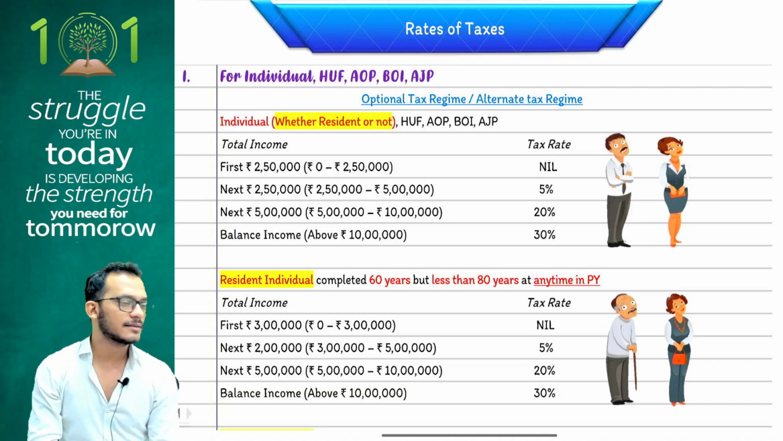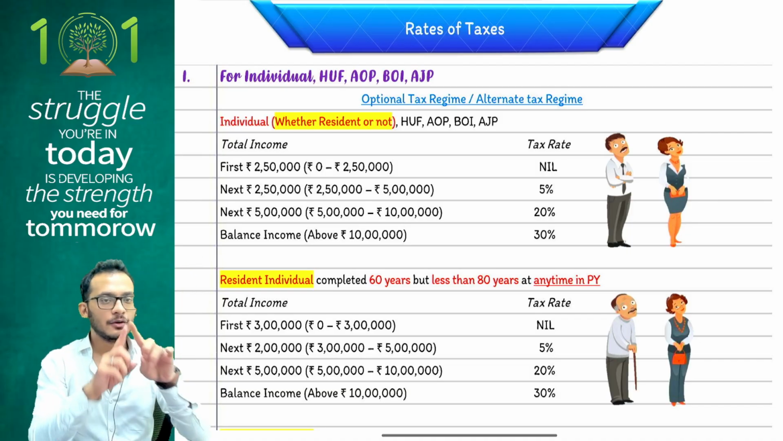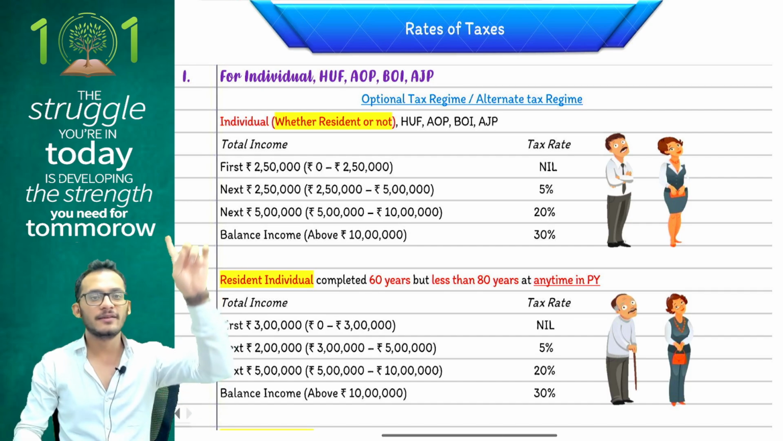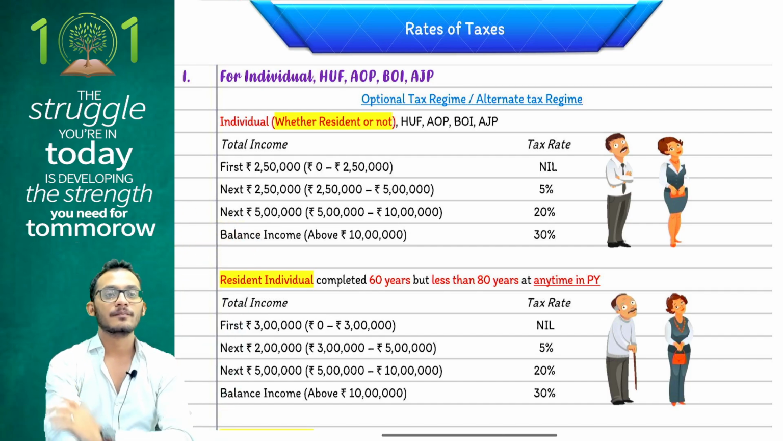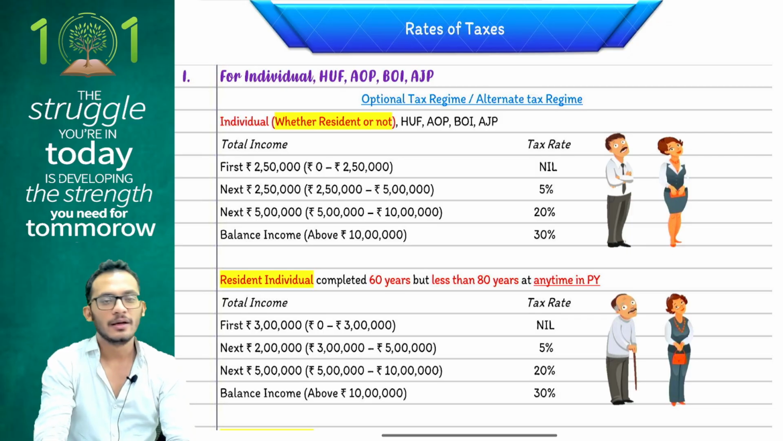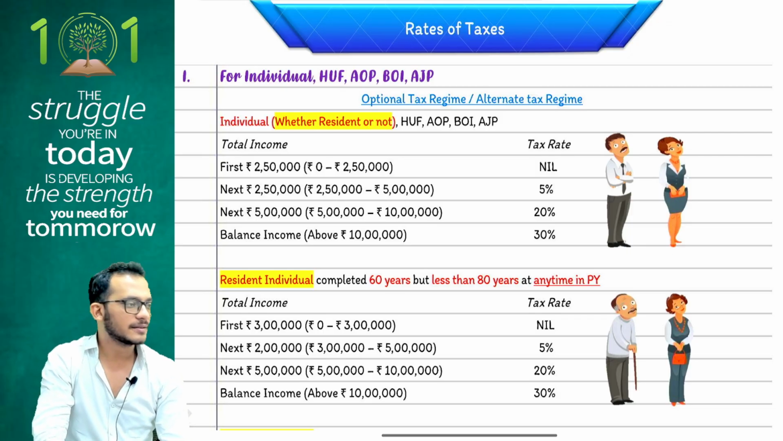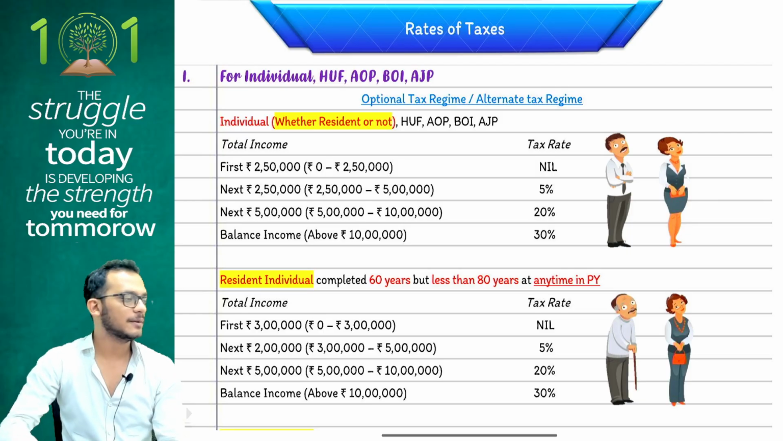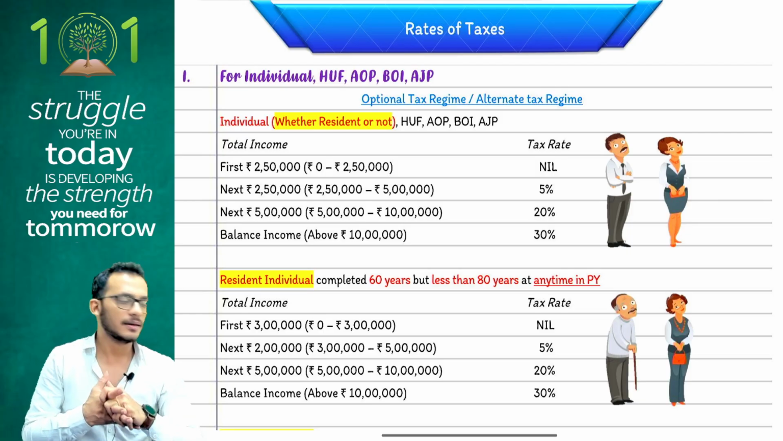Yes, how did we discuss this? When it comes to optional tax regime, you have tax slabs. 3 slabs are given to you. Slab number 1 is 0 to 2.5 lakhs 0, 2.5 to 5 lakhs 5%, 5 lakh to 10 lakh 20%, after 10 lakh becomes 30%.